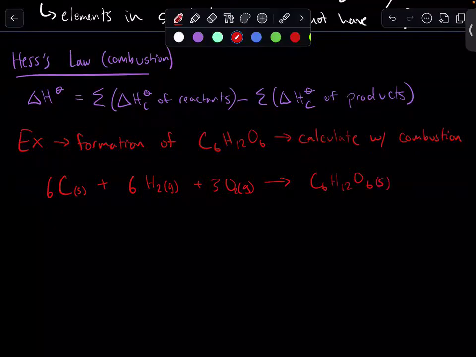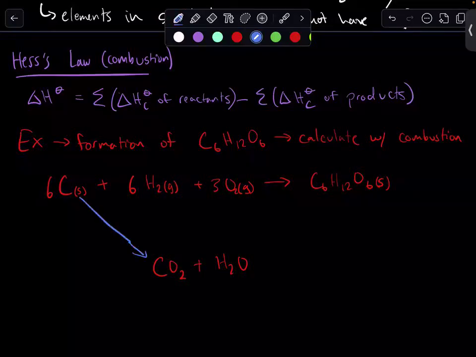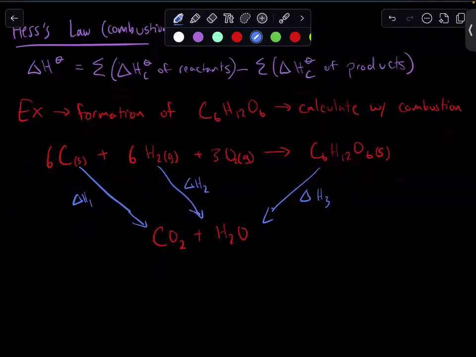Normally, we can just go ahead and look at CO2 plus H2O. Those are the products of combustion. And we saw this earlier where carbon combusts to form CO2, and that's our delta H1. Hydrogen combusts to form H2O, and that's our delta H2. Oxygen doesn't combust. Oxygen does not react with itself. And glucose combusts to make delta H3 because it makes CO2 and H2O.